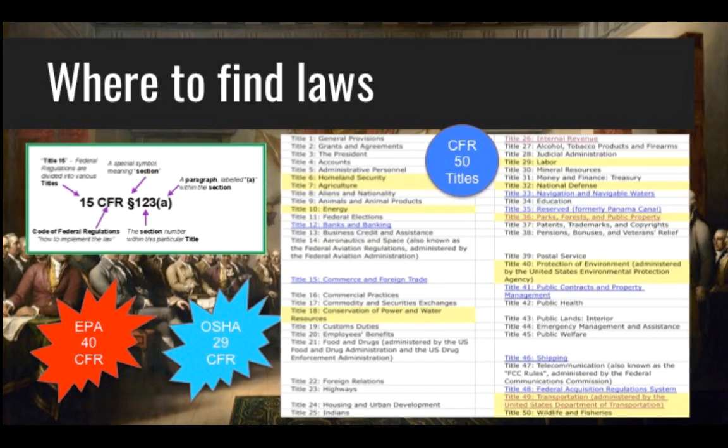The final rules promulgated by a federal agency and published in the Federal Register are ultimately reorganized by topic or subject matter and codified into the Code of Federal Regulations, the CFR, which is updated annually. The CFR has 50 titles, most of which roughly correspond to administrative agencies. For example, OSHA regulations are Title 29, the labor title, and EPA regulations are Title 40 CFR.